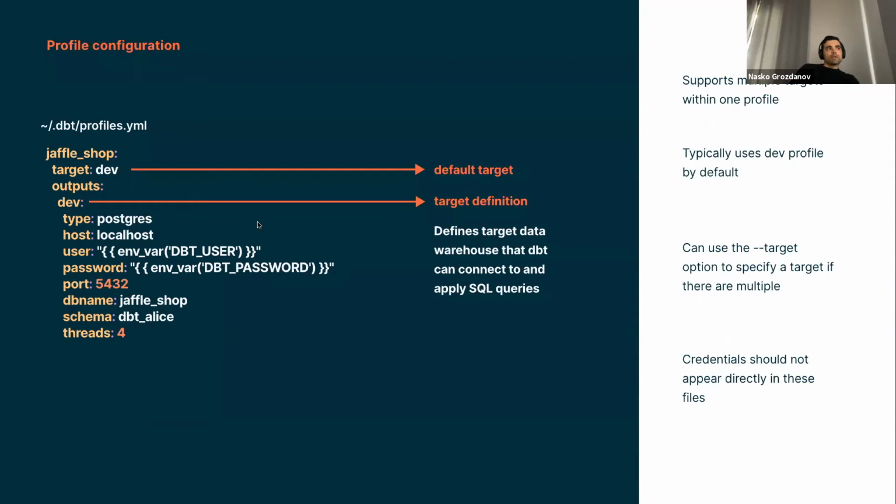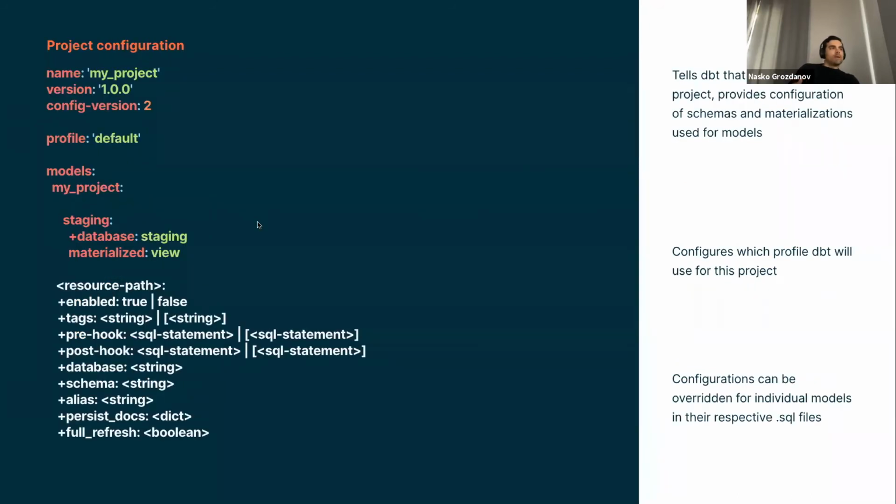Then when you actually create a project, you have more fine-grained control, right? So you can specify that you want to use the default profile that you created, but then for every single folder inside of the models folder, you could, for example, specify for the staging folder, I want to refer to the staging database, and I want all the models materialized as views, which I'll explain in a second. And you have a bunch of parameters that you can use. And again, some of these can also be overridden at the individual SQL file.